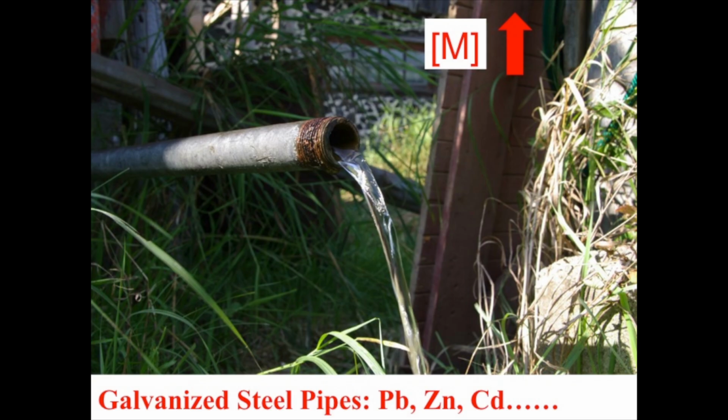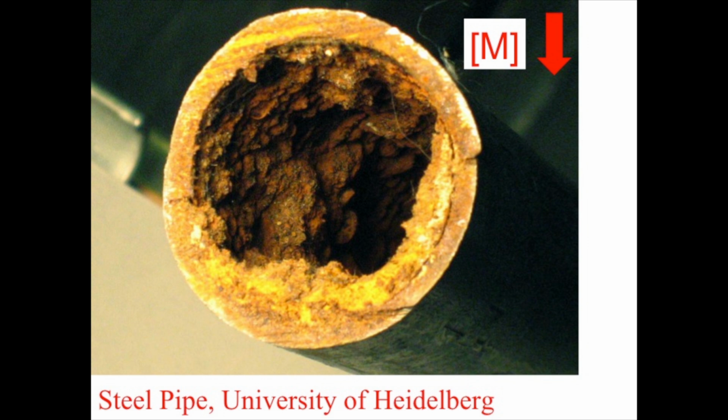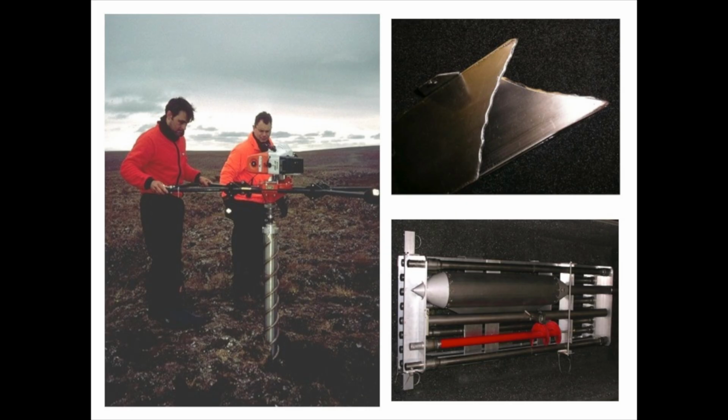But we still have water coming out of galvanized steel pipes. Galvanized means it's treated with zinc, which means it contains cadmium and also lead. So that can have a positive effect on the metal concentrations in the water. This is a steel pipe I found in Heidelberg. Looks kind of ugly on the inside, but iron oxides are excellent metal filters. And if there's rust on the inside of the steel pipe, then it'll remove the metals from the water. So there's no way that we can actually use water coming out of old steel pipes.